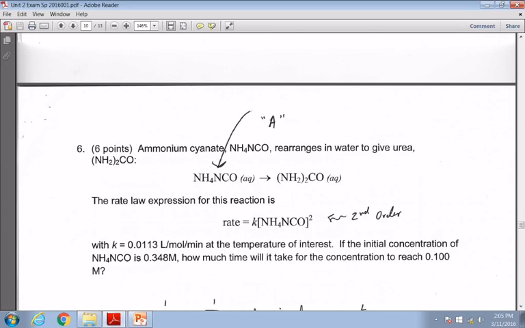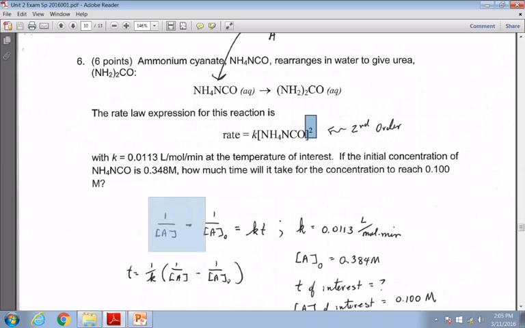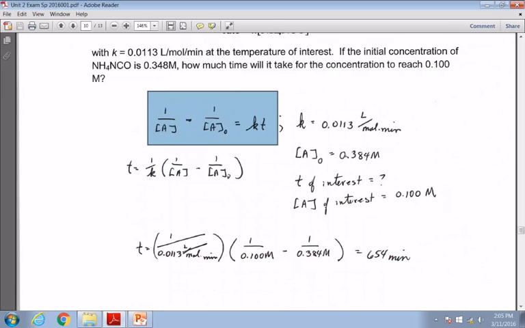And then this one was also, oh, nope, this one was second order. You can tell it's second order here. So since it's second order, we know we need to use this integrated time concentration equation. K was given, and we simply substitute in. It looks a little messy.